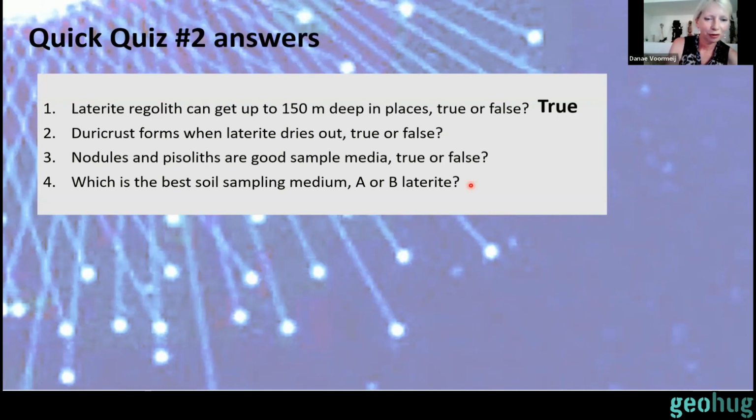Answers: True. Gross Roosevelt is an excellent example of showing extreme depths of laterite regolith. True, Duricrust forms when laterite dries out. False, you don't want to be sampling the nodules and pisoliths. In fact, you don't even want to be sampling the Duricrust if you can help it. You want to get to the laterite. And I appreciate that there are areas where all you have is pisolithic lag or nodules, and then I guess if that's all you have, but they don't make for good sampling media, I don't think.